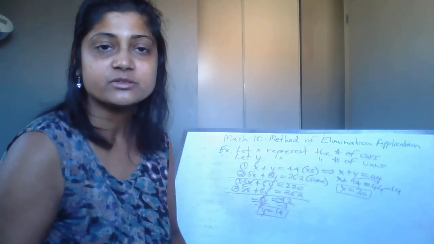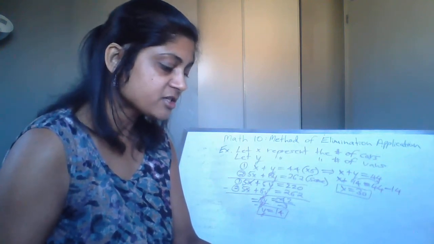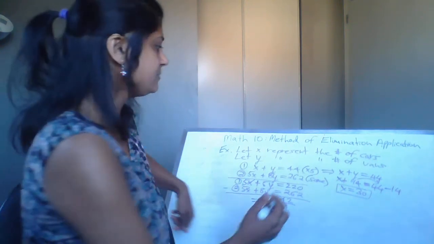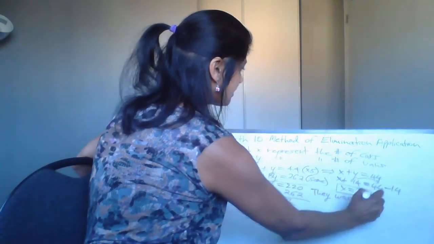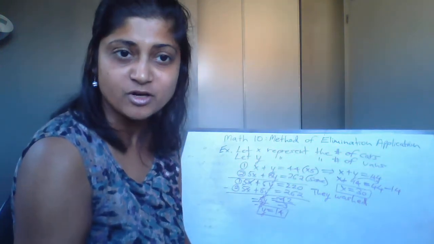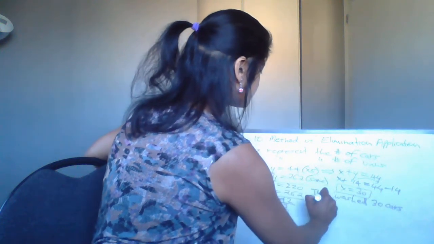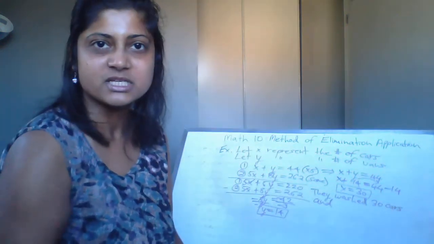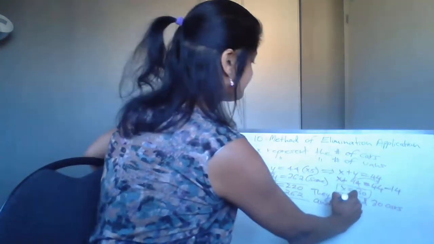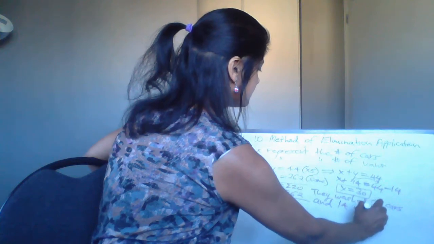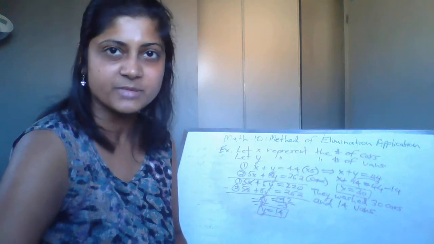And again, I should make sure there is a concluding statement, okay, at the very end. The question is saying how many of each type of vehicle did they wash, okay? So let's write it right here. So they washed. So if I look at the x value, it represents the number of cars, okay? So I'm going to put 30 cars, okay? The y value represents the number of vans, okay? And they washed 14 vans, okay?